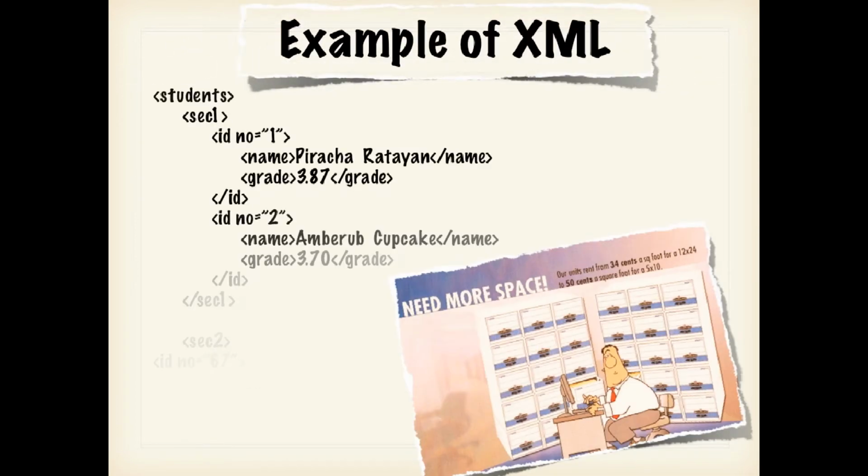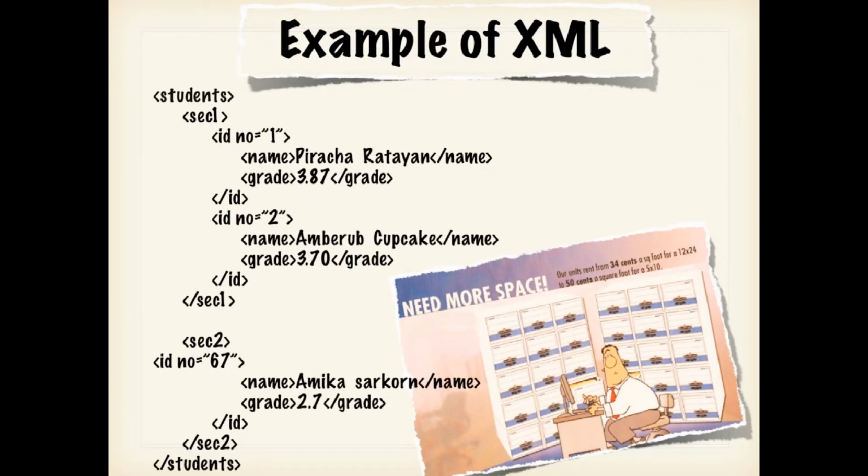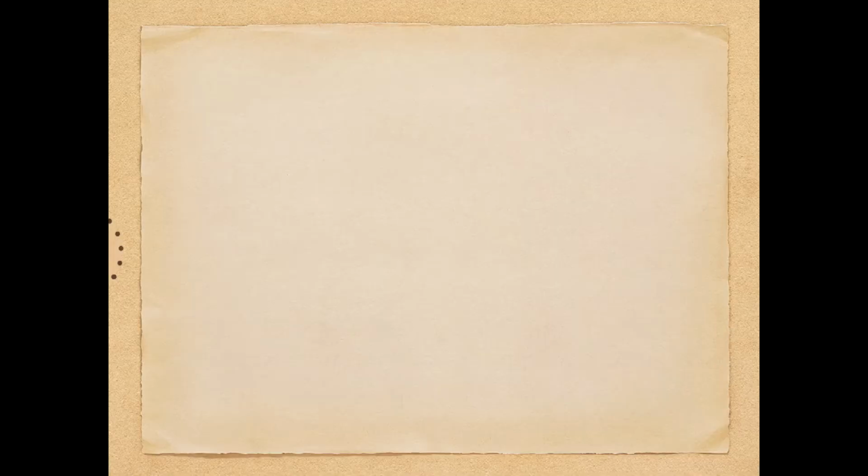For more detail, I will show you an example XML code and explain some of the syntax rules of XML. First, XML documents must have a root element. Second, XML tags are case sensitive, so the opening tag must be written the same as the closing tag. And finally, XML attribute values must be quoted. In this case, NO is an attribute in the tag ID, and 2 and 67 are attribute values.